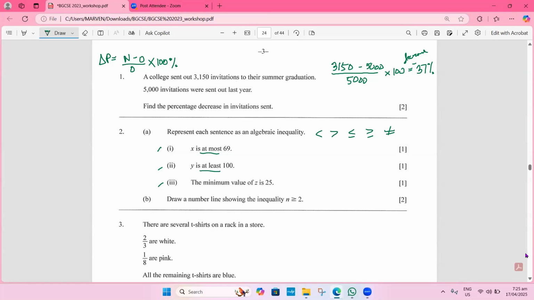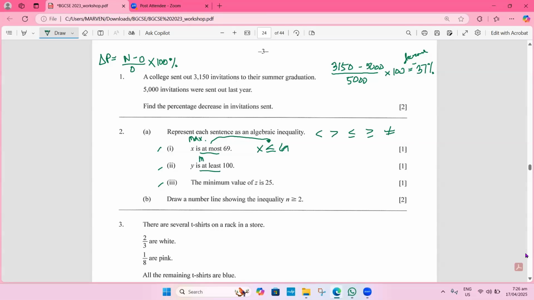Okay, let me help you this time. So when we say at most, that is less than or equal. So remember that. At most means that is the maximum value. Okay, that is max value, at most, and it is translated as less than or equal. So x is at most 69. So it is x is less than or equal to 69.